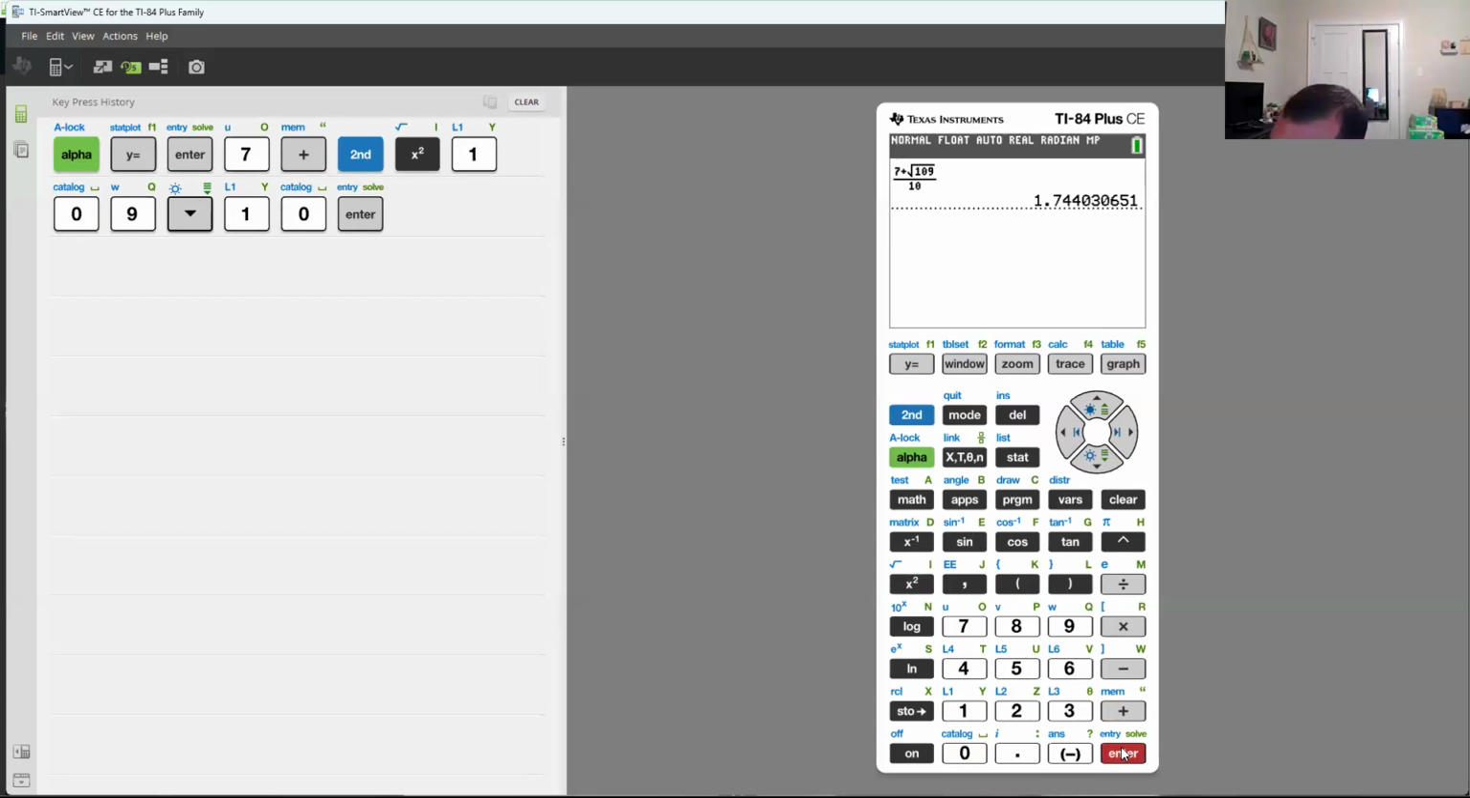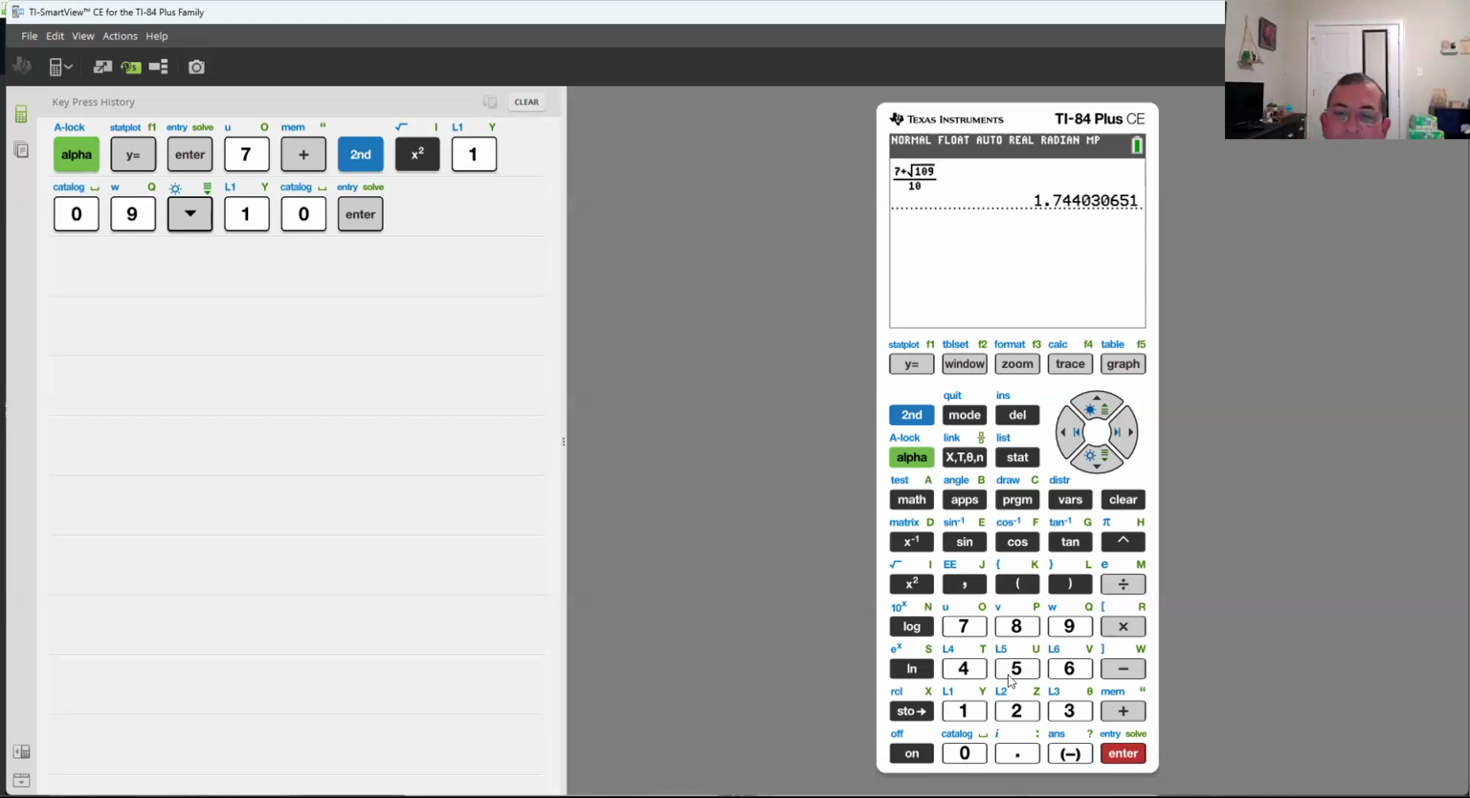So they want 3 decimal places. So that'll be 1.744. So the third decimal place was a 4. I looked at the next number to determine whether I kept that a 4 or I rounded it up. Since that was a 0, I kept that a 4.